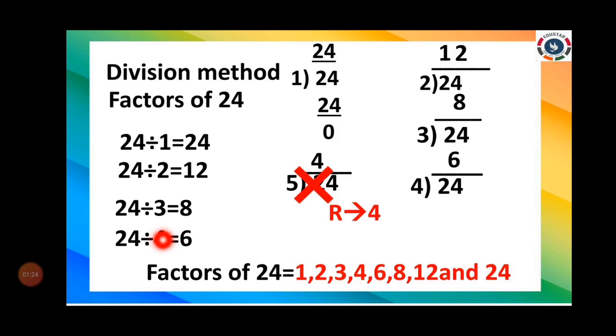Then 5 is not possible, so leave that. Then go with 6. If you get the same value 4 again, you can stop. What you divide by and the answers you get are all factors. So 1, 2, 3, 4, 6, 8, 12, 24. These are the factors. Factors of 24 are 1, 2, 3, 4, 6, 8, 12, 24. That is given here.